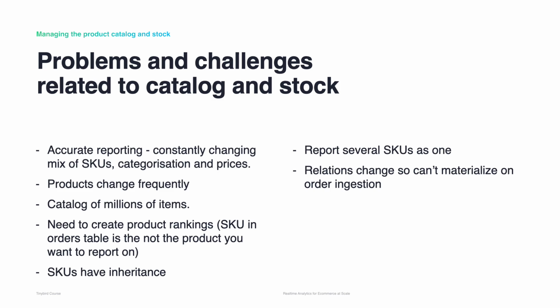But the real problem is to create product rankings. Not because of the ranking itself, but because the SKU in the orders table is not usually the product you want to show in your report. SKUs have inheritance, so several SKUs might have to be reported as one. Because relations can and do change, you can't materialize them when the order is ingested.